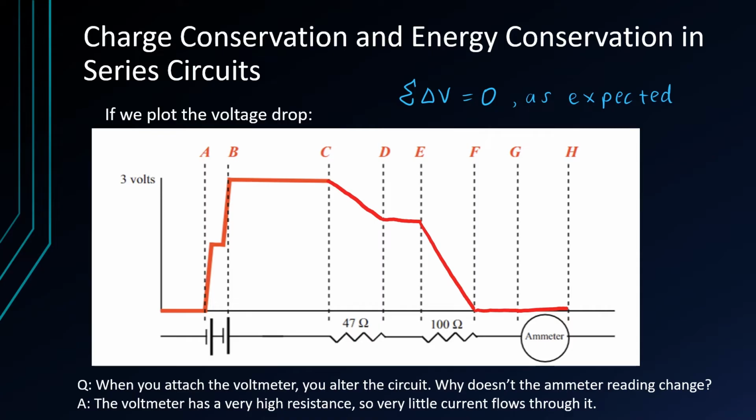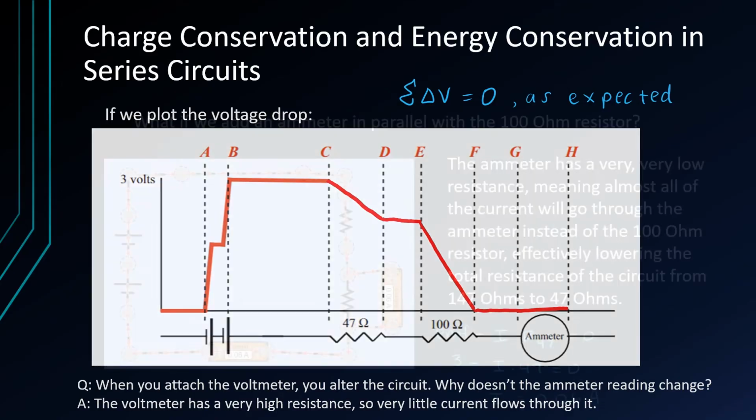And here's a question: when you attach the voltmeter, you alter the circuit, so why does the ammeter reading change? This is because the voltmeter has a very high resistance, so very little current will actually flow through it.